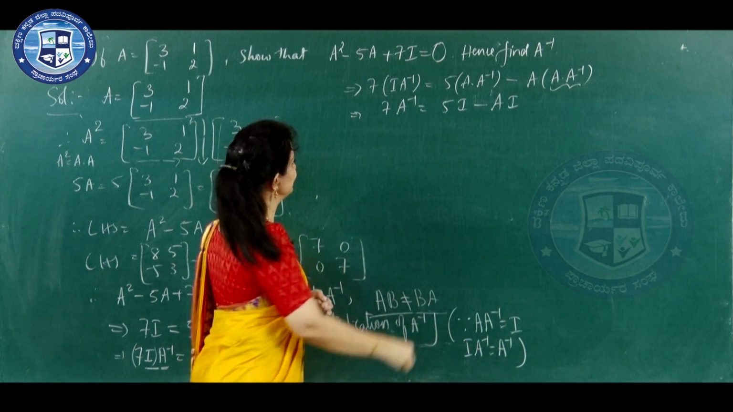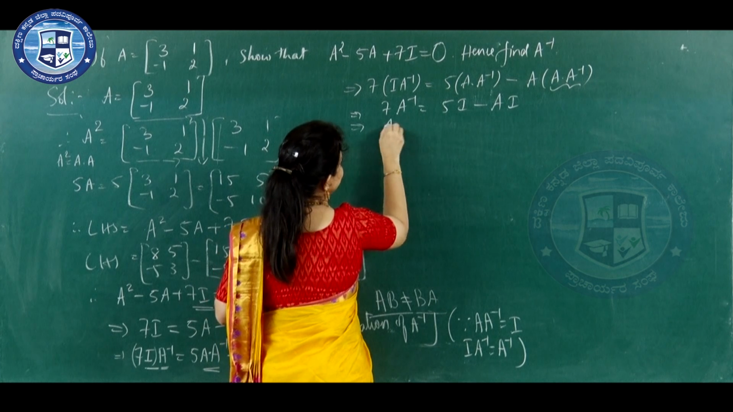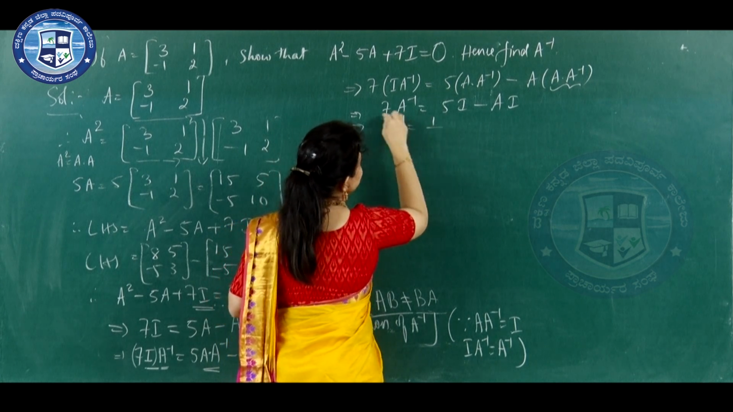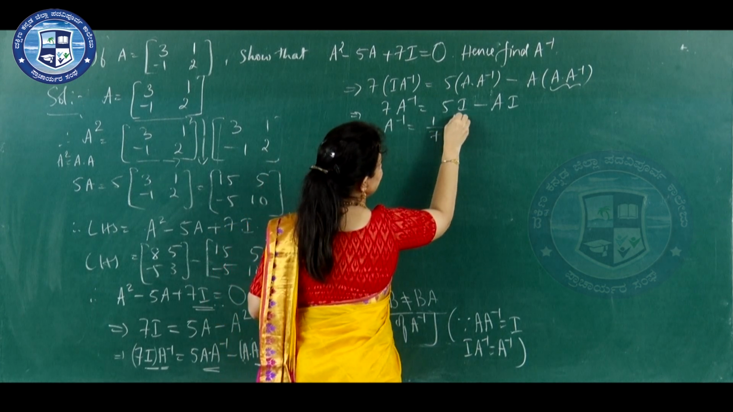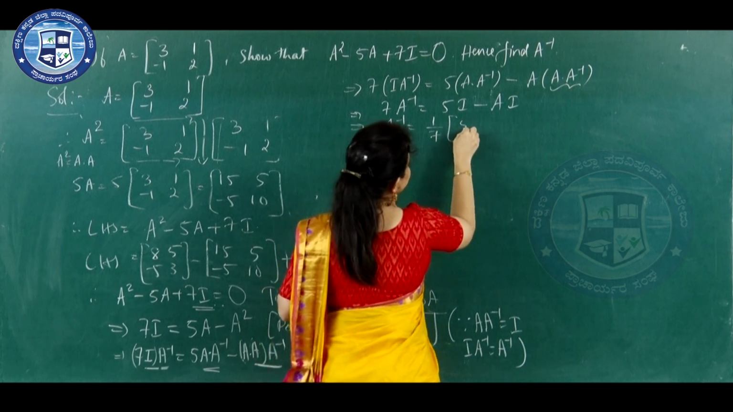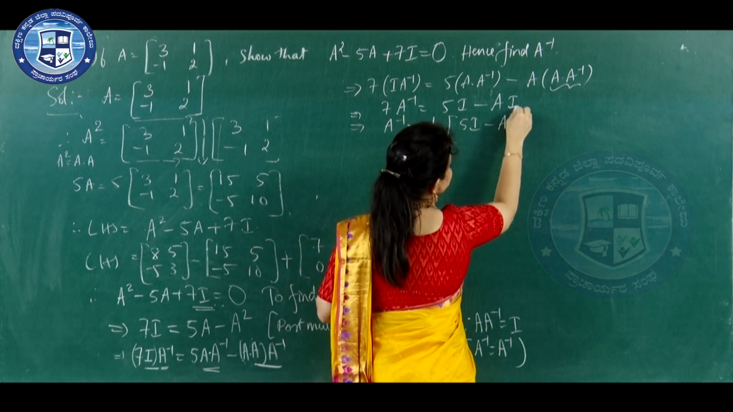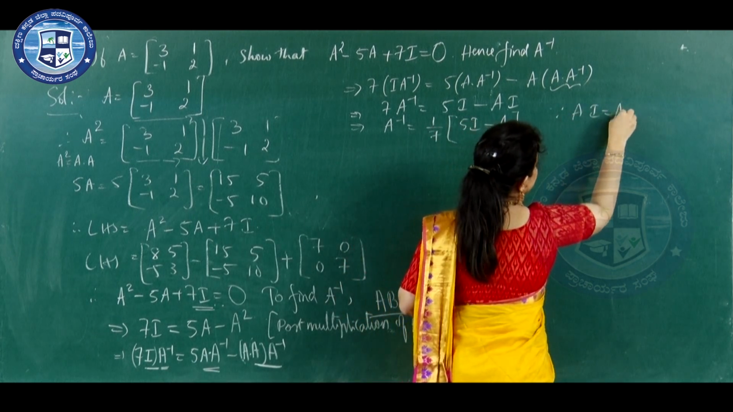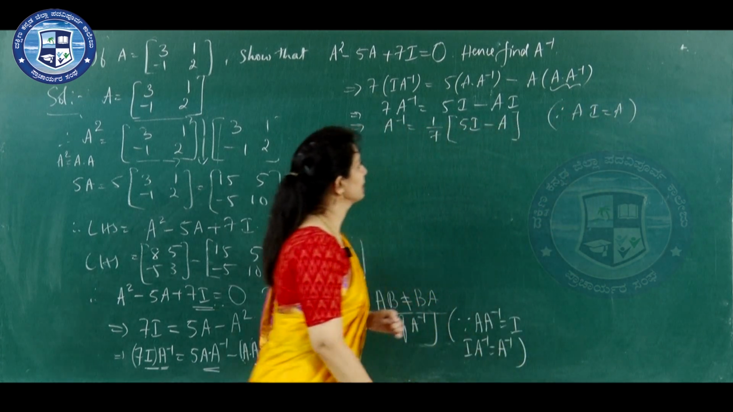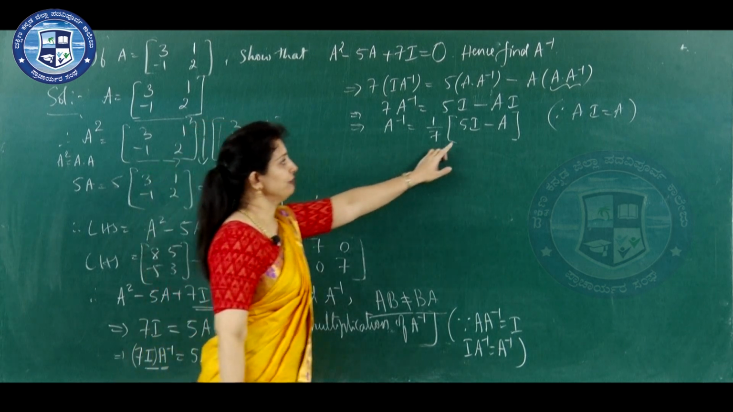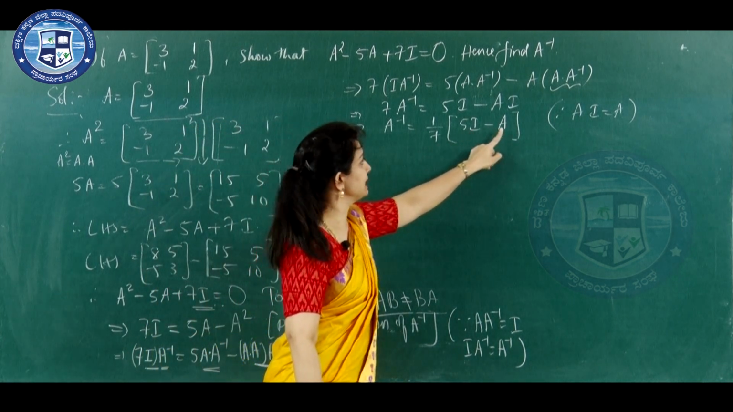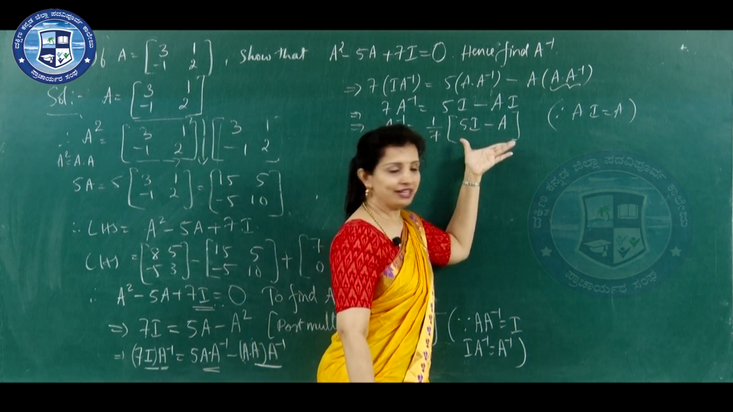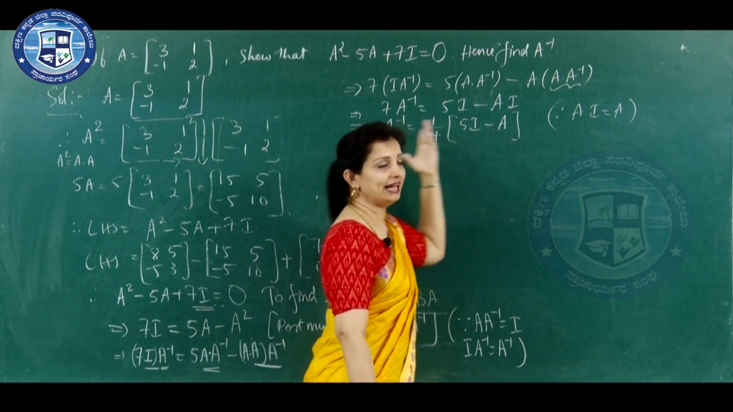So here we have the formula to find A inverse: bring 7 to the denominator, 1 by 7 into 5I minus A into I, and A into I is equal to A. Now 5I we know, and A is already given, so we can simplify this and get A inverse.